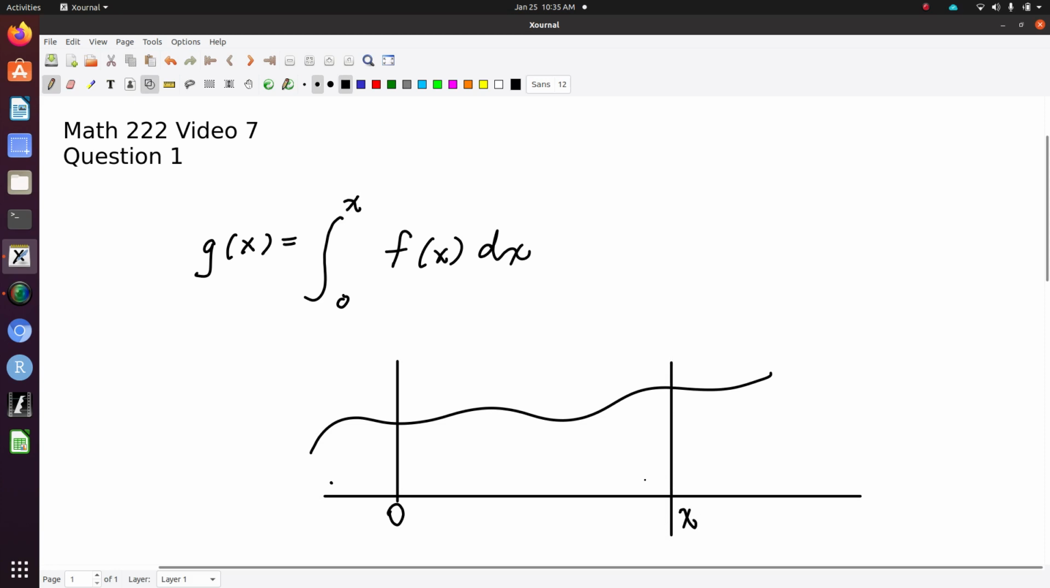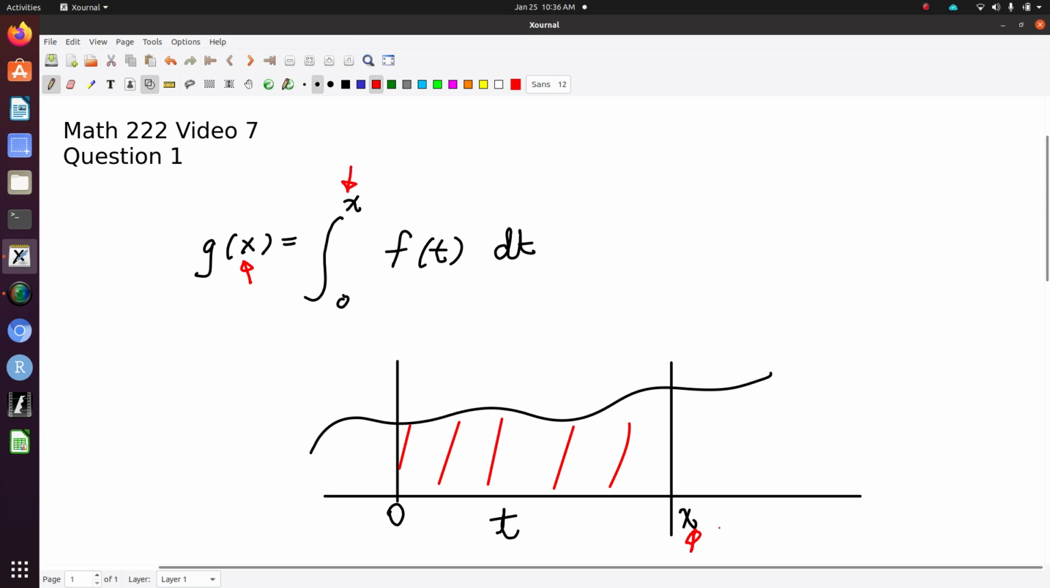And actually, I should put a t here and dt because we're mathematicians. A physicist would not care that there were two different kinds of x's. That wouldn't bother a physicist, but it bothers mathematicians. So this axis would be t, and you're going from 0 to x, and you want to know what the area is under the curve, and if you can calculate that, that'll give you g at this x value. So this x value, this x value.